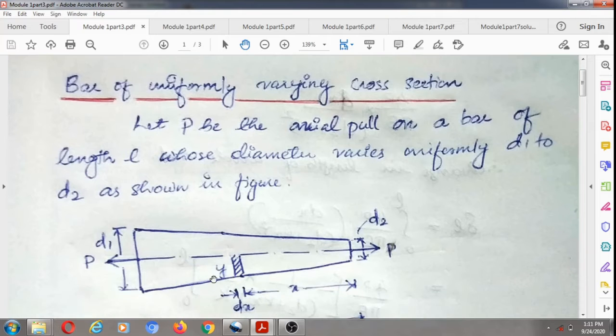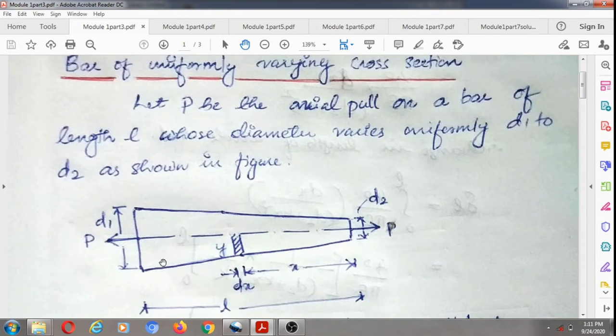Here, consider this bar. It has varying cross-sectional area, and the diameter changes from D1 to D2, and an external load P acts on this bar. Due to this load some deformation takes place in this bar. Then you have to find out what type of elongation takes place and how to find that elongation. For that, let's consider the figure.